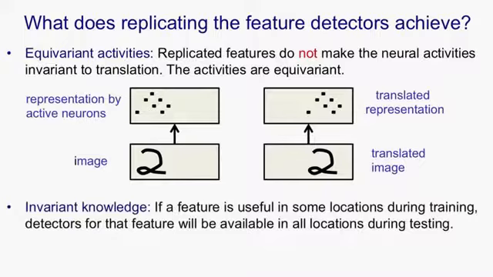So if you learn replicated feature detectors, if you know how to detect a feature in one place, you'll know how to detect that same feature in another place. And it's important to note that we're achieving equivariance in the activities and invariance in the weights.